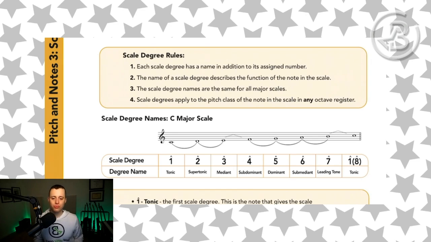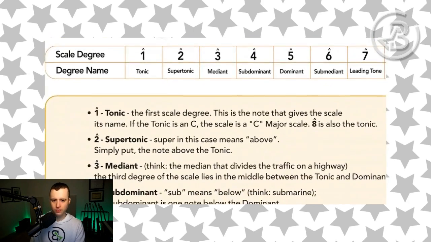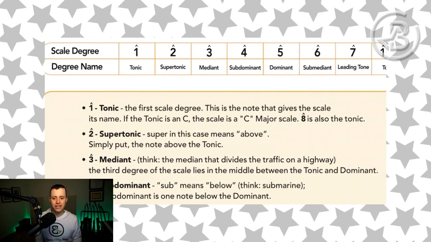In this lesson, we're going to break down and understand even more about the scale degree names for the major scale. So as we learned in the last lesson, we have the tonic, supertonic, mediant, subdominant, dominant, submediant, leading tone, and then we're back to the tonic for scale degree 8, because as we know, every major scale starts and ends on the same pitch class 1 octave apart. So let's start by talking about the tonic, scale degree 1. This is the first scale degree. This is the note that gives the scale its name. If the tonic is a C, the scale is a C major scale, and then when it's repeated 1 octave higher it is also the tonic, because it's really scale degree 1 again.